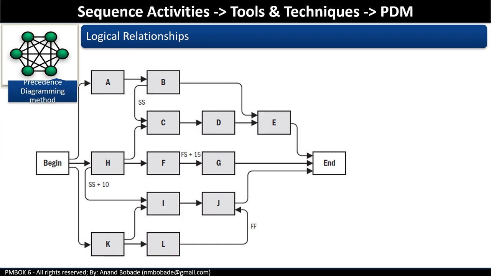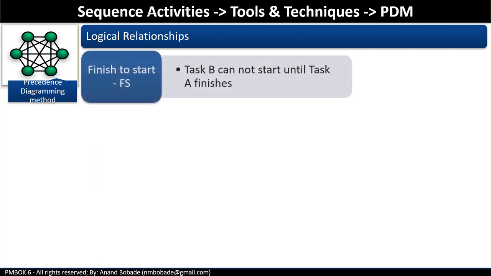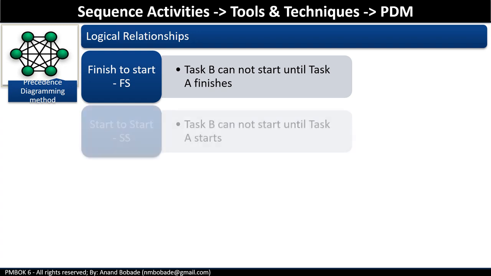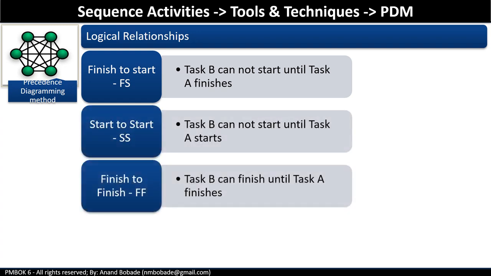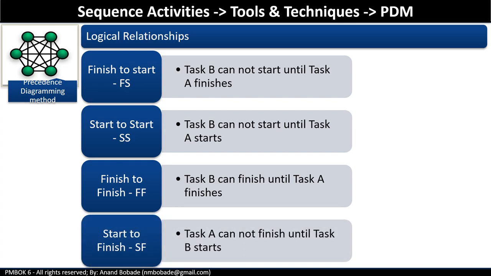Logical relationship. There are 4 types of logical relationship between predecessor and successor activity. Observe this project schedule network diagram on your slide and you can see letters like SS, FF, which stand for start to start or finish to finish. These are written on the arrows. So these represent logical relationships between 2 activities. So what are these 4 logical relations? So we have finish to start, start to start, finish to finish, and we have start to finish. Let's understand each of them in detail with example.